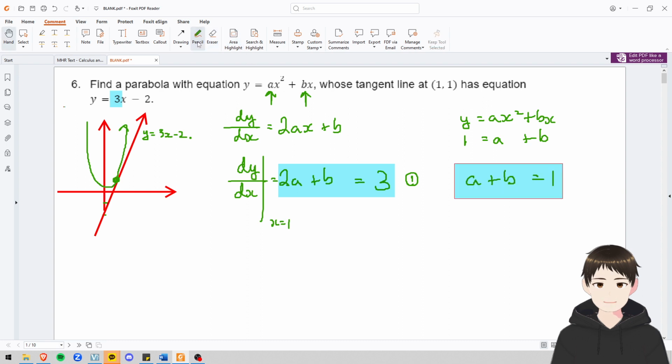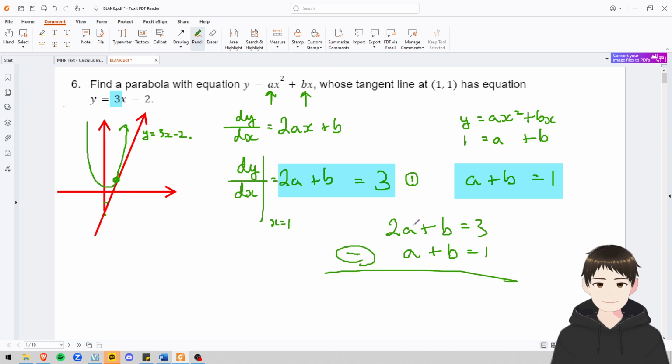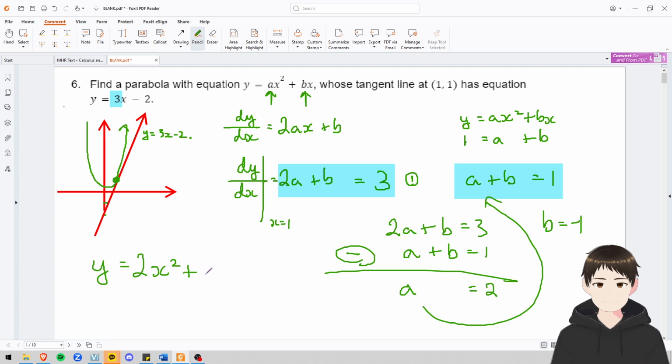Whether you want to do elimination or substitution or whatever way that you want, you should be able to solve for a and b alone. I noticed that 2a plus b equals 3 and a plus b equals 1. B is equal to each other, so I am going to subtract both as elimination. 2a minus a is 1a. b minus b is 0. 3 minus 1 is a 2. Good. If a is a 2, a plus something equals 1. B has to be a negative 1. Therefore, the parabola is 2x squared minus x. Done.